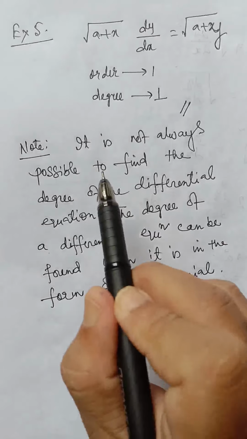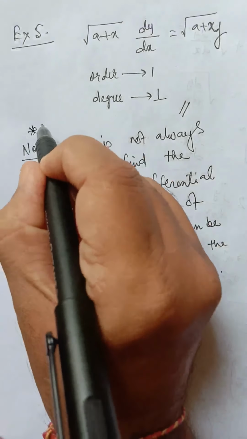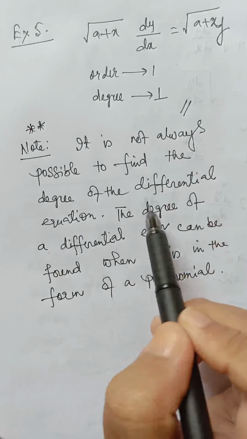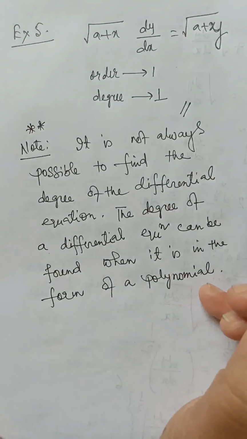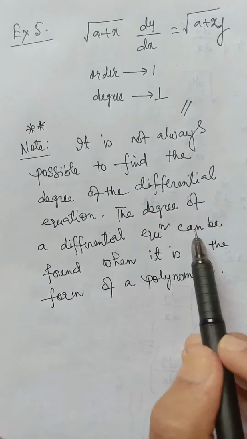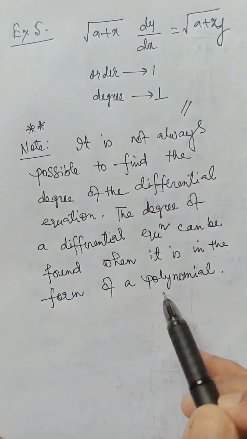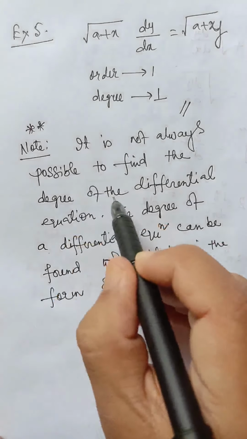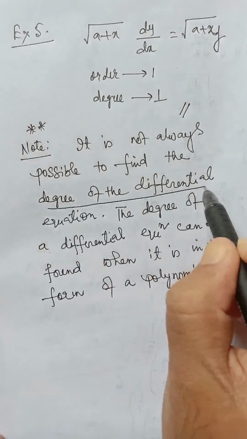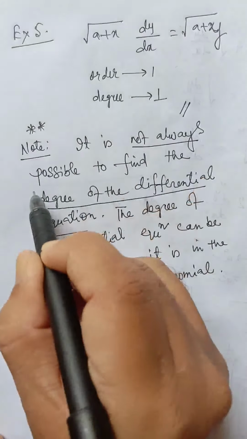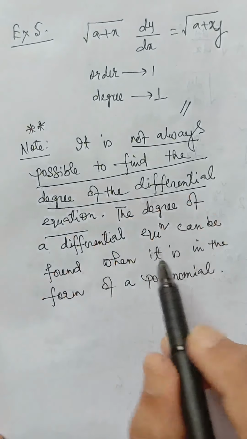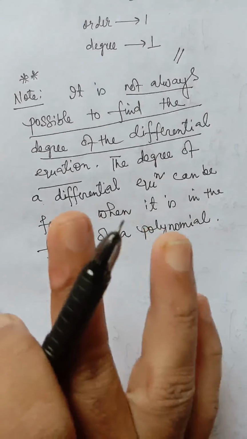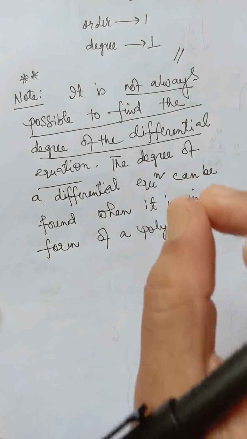Now I have written one very important note. It is not always possible to find the degree of a differential equation. The degree of a differential equation can be found when it is in the form of a polynomial. So it is not always possible to find the degree of a differential equation. And one more thing, the degree can be found when it is in the form of a polynomial. Now I am explaining this with an example.